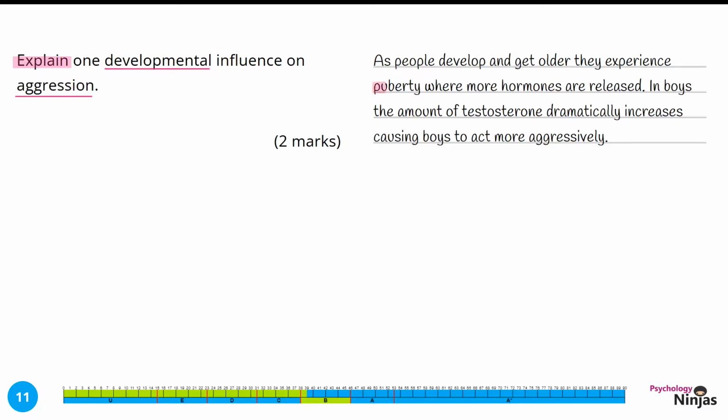In our response, we've developed puberty as our particular developmental factor, and we've explained why this is different in that more hormones are released. We've gone on to be specific about how this links into aggression, focusing on testosterone increasing for boys during puberty, and therefore being more aggressive.